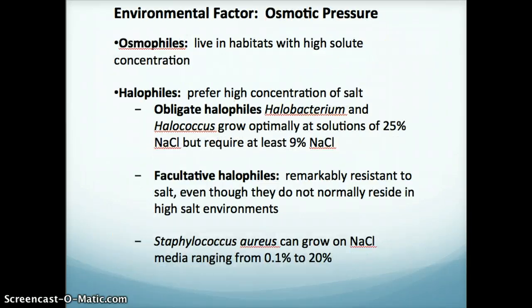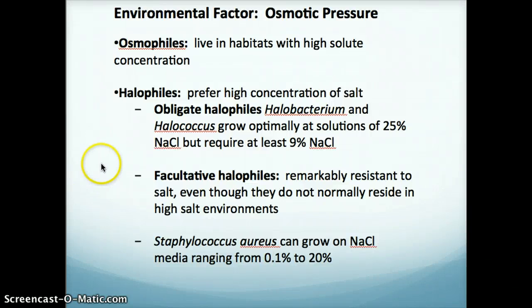We also have an environmental factor of osmotic pressure. So osmophiles live in habitats with high solute concentration. So going back to that lecture that I did earlier in this chapter, this means that there are lots of solutes in the liquid surrounding the bacteria, which means that the water from the bacteria will want to move outwards. It wants to leave and kind of shrink that cell.